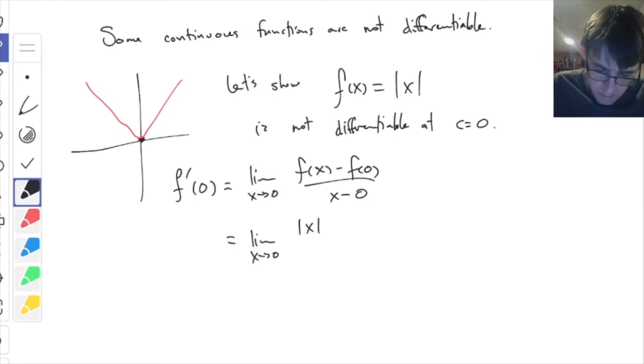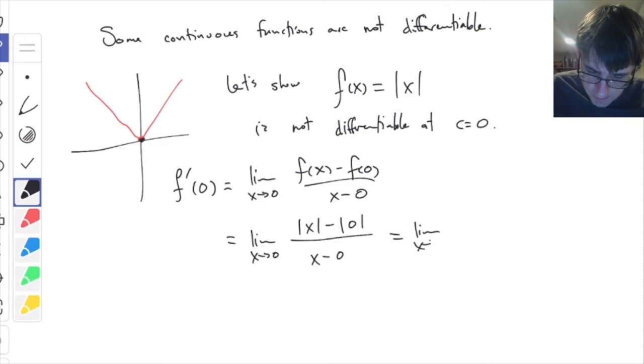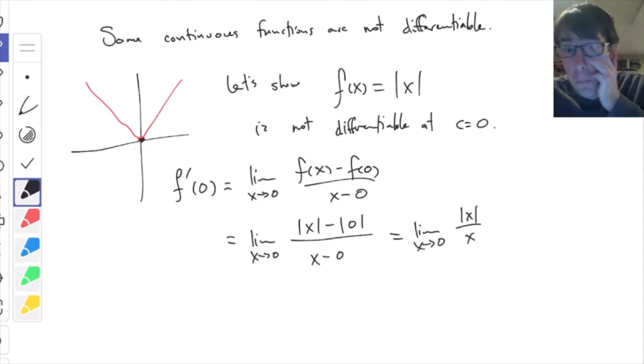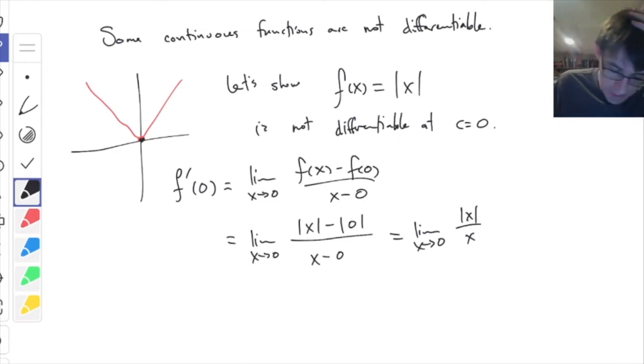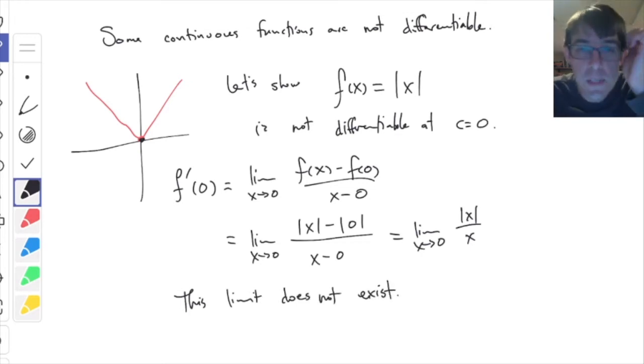On the bottom, x minus 0, but these zeros you don't have to write. So this is the limit as x goes to 0 of absolute value of x over x. And this is the point at which we need to demonstrate that that limit does not exist. This can't be simplified anymore. This limit does not exist. And how do we do that? We do this using sequences.